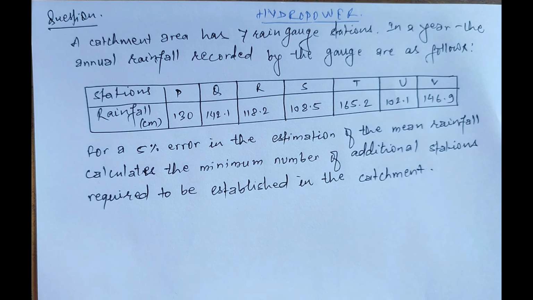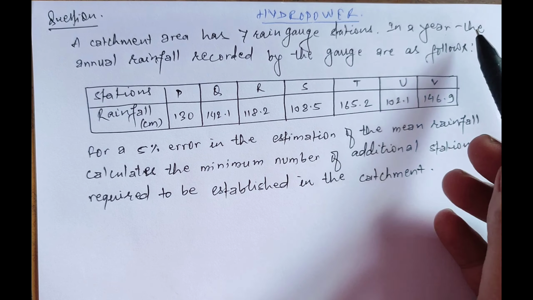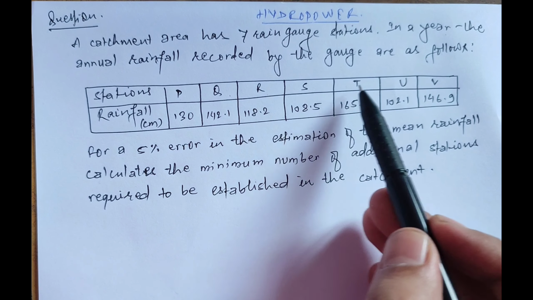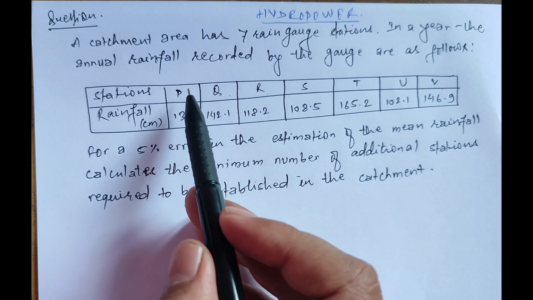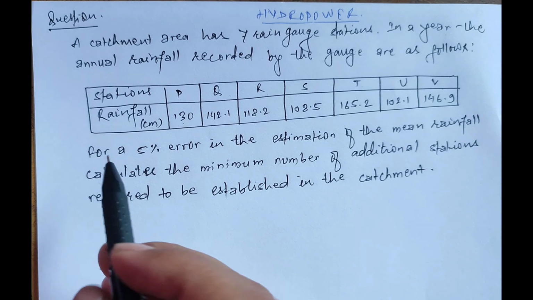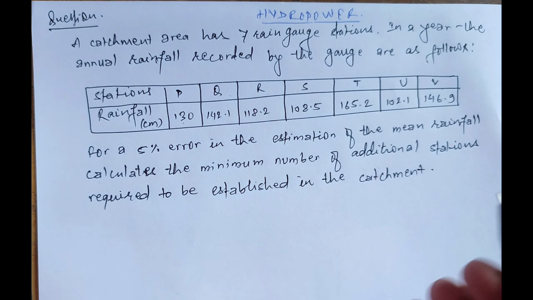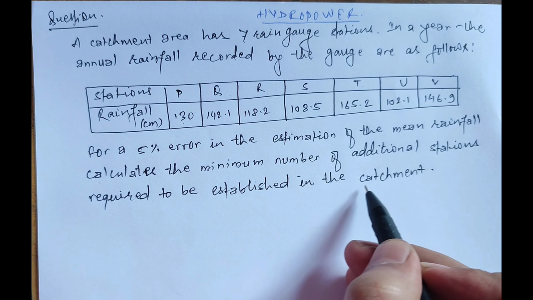Now let's start solving the question related to rain gauge stations. A catchment area has 7 rain gauge stations in a year. The annual rainfall recorded by the gauges is as follows. Gauges first through seventh are given, and the rainfall recorded in each gauge is given in centimeters: 130, 142.1, etc., up to the 7th. For a 5% error in the estimation of the mean rainfall, calculate the minimum number of additional stations required to be established in the catchment.